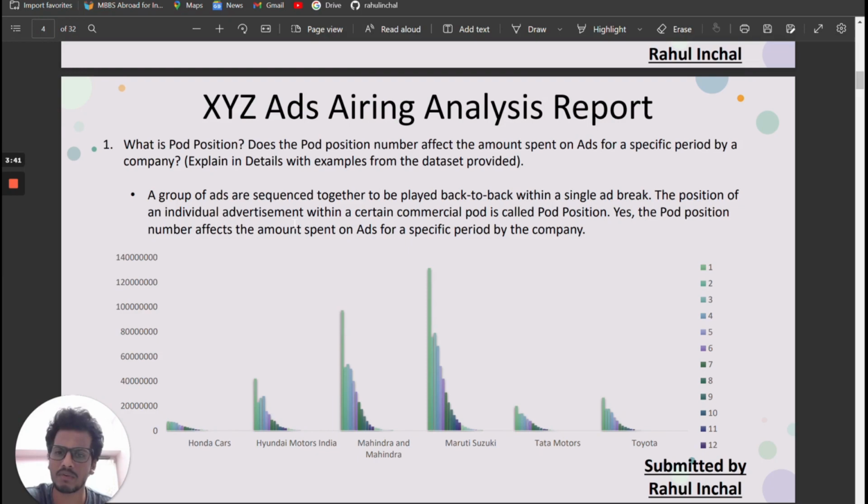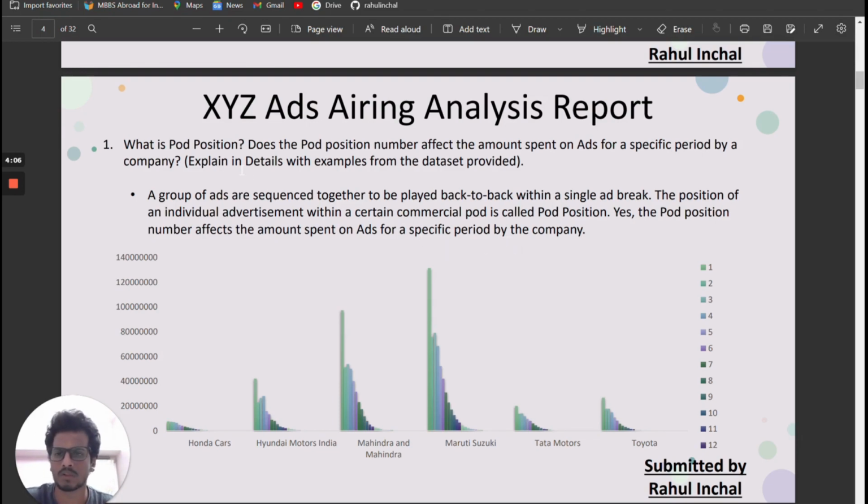The position of an individual advertisement within a certain commercial pod is called pod position. Broadly, we can classify the position into three: the starting roll, the mid roll, and the last roll. Yes, the pod position number affects the amount spent on ads for a specific period by a company. Of course, the spend is affected by the position as well.